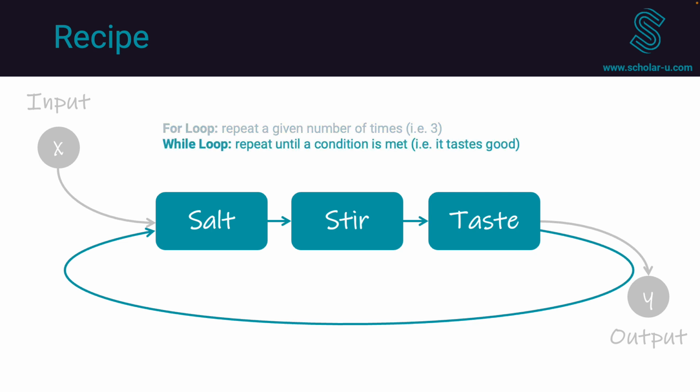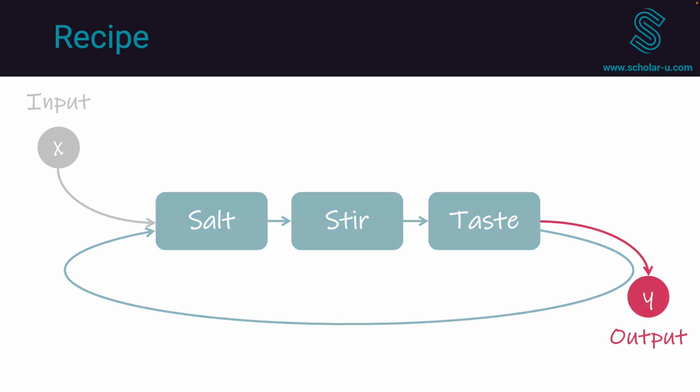A while loop, on the other hand, continues until a specific condition is met. For example, you might keep adding salt, stirring, and tasting until the soup tastes good. Once the desired condition is met, you exit the loop, resulting in perfectly seasoned soup.